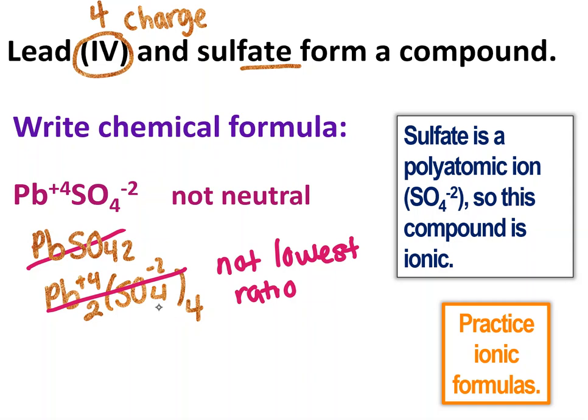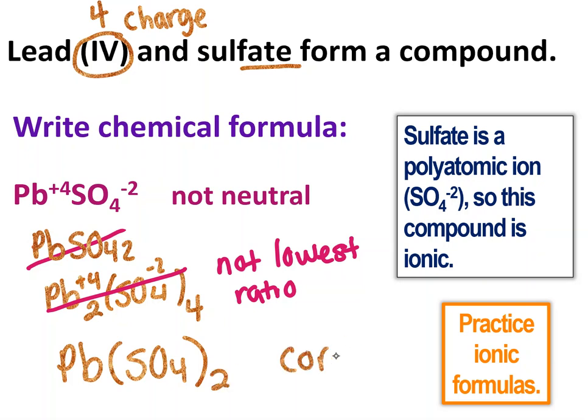Okay, and so I can't do this. I need a parentheses because I can't have 42 there, so I'm going to end up like this. And that's correct. That is neutral overall. If we looked at those charges, we would have a total of -4 for the sulfate, 2 times -2, and a total of +4 for the lead.